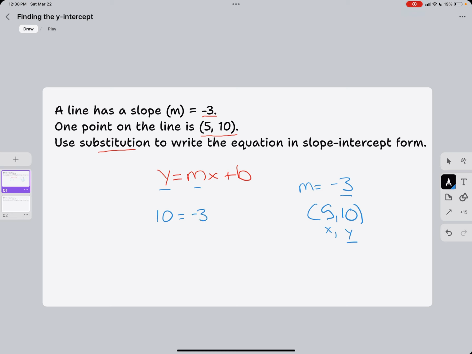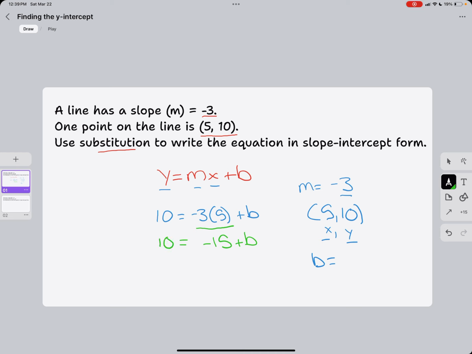Now this is mx, so this means m times x. So we're going to do -3 times our x value, which is 5. And then we're going to put plus b. Now b represents our y-intercept. We don't have that in the information that's given, so that's what we're going to solve. So now we're going to simplify our equation. First we start with -3 times 5, and a negative times a positive equals a negative. We're going to bring down the plus b, the equal sign, and the 10.